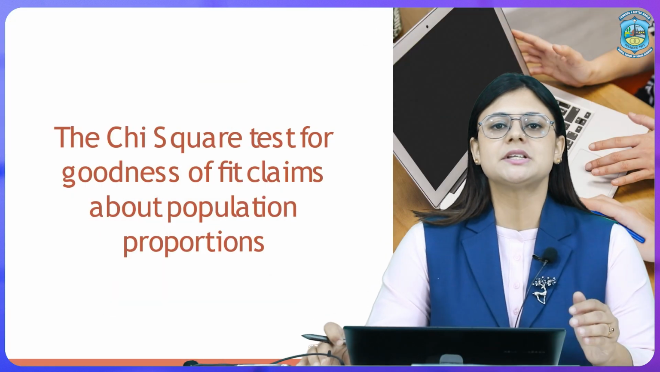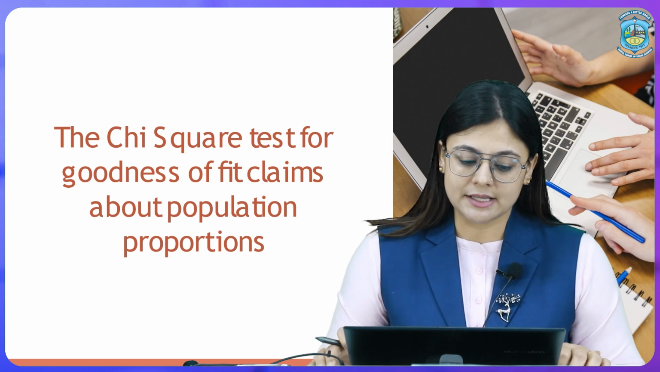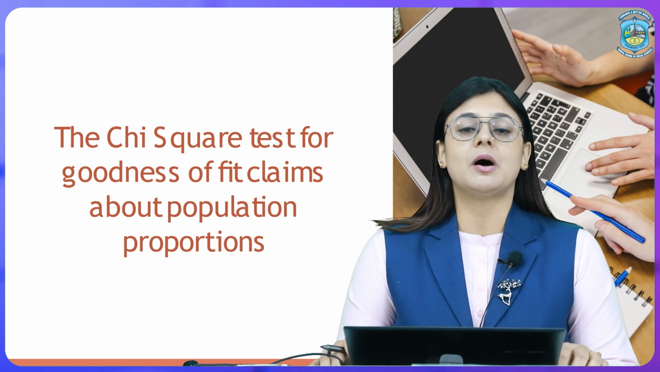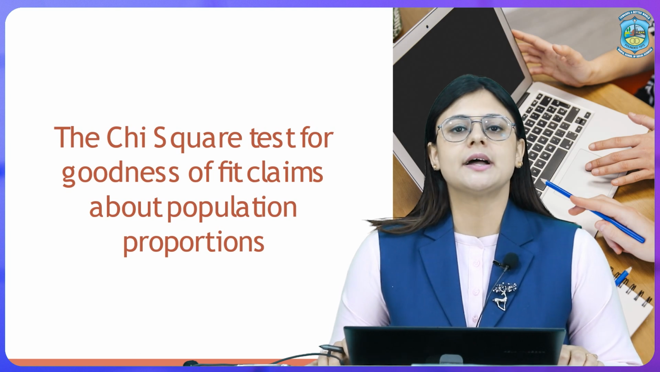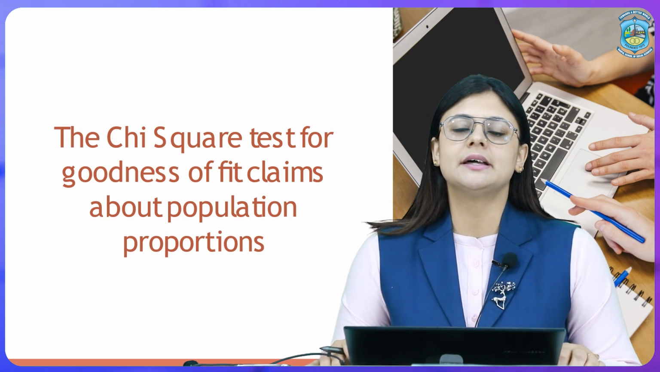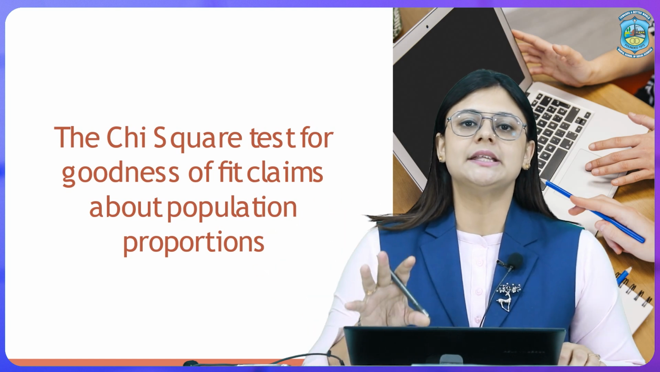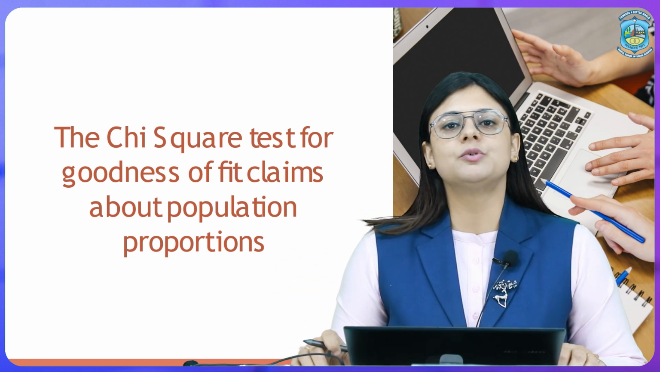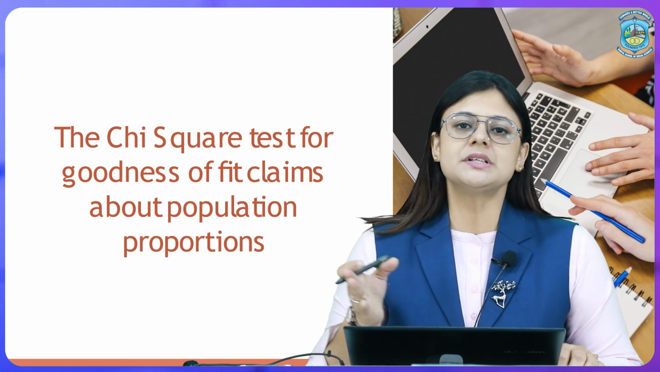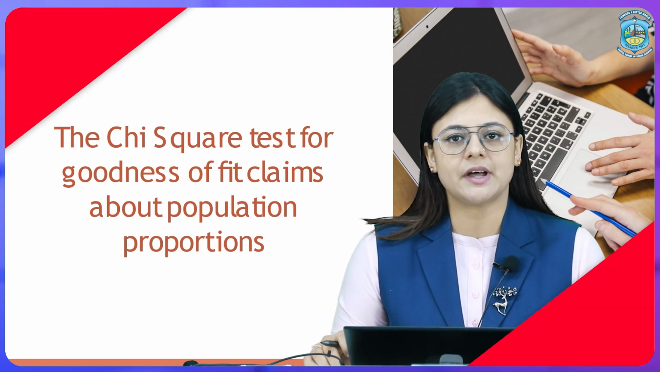Now what does this particular test claim? This particular test claims something about the population proportions. So our null hypothesis for a chi-square test is always that the proportions of the observed values and the expected values are equal. That means there is no difference. And the alternative would be that the proportions are different for the observed values and the expected values.